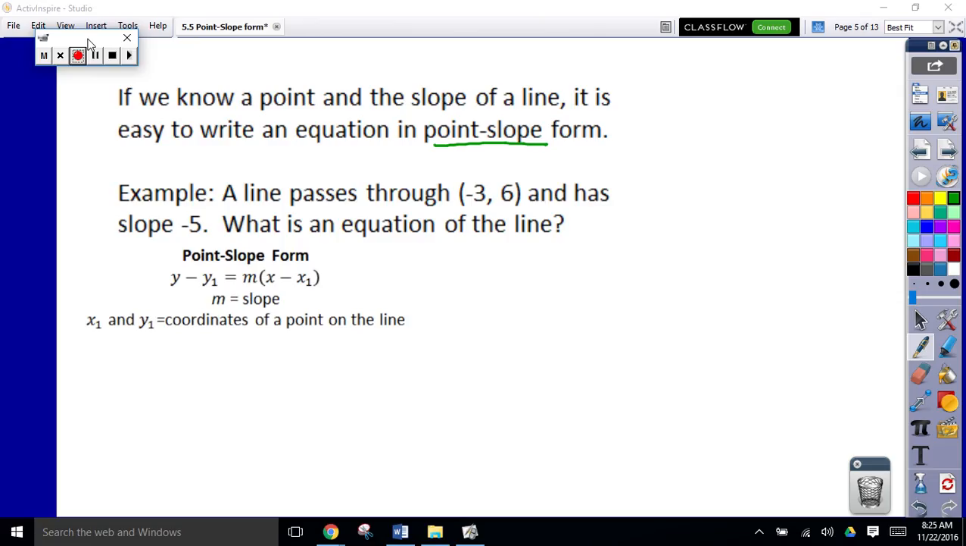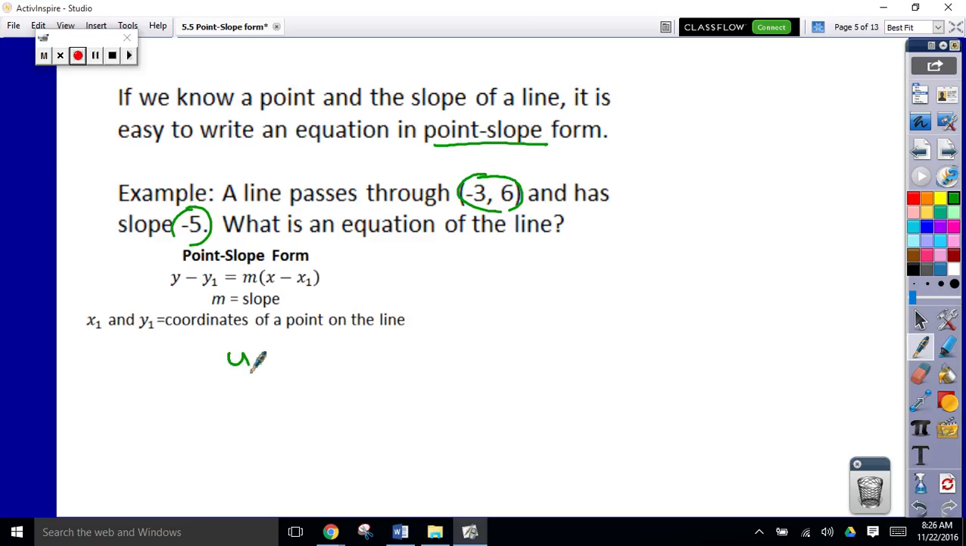If we know a point and the slope of a line, it's easy to write an equation in point-slope form, because the word point and the word slope tell us those are the two things we need to know to write an equation. So for our example, a line passes through the point -3, 6 and has a slope of -5. What is an equation of the line? Here's another little cutout of what point-slope form is. We are going to need the point and the slope, and we're just going to plug it into the formula, and that's our equation.